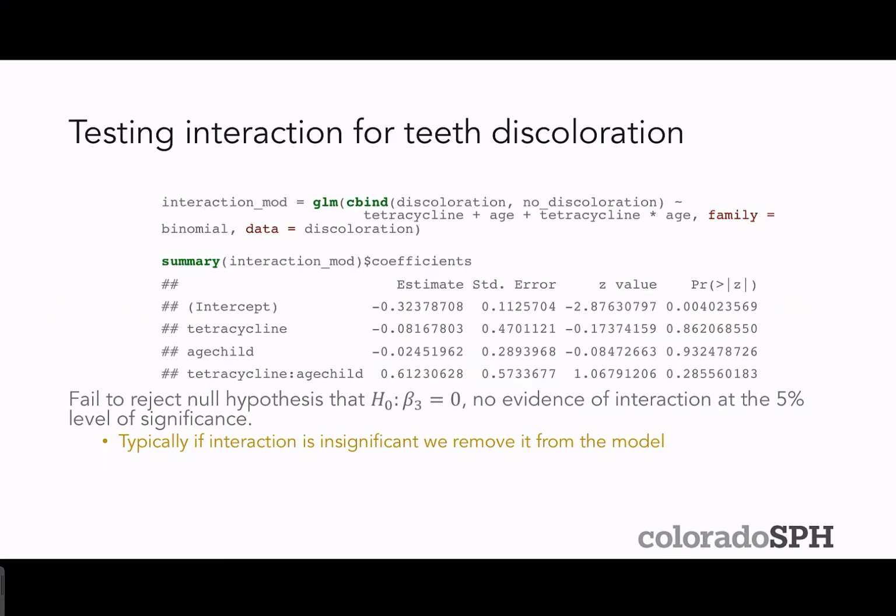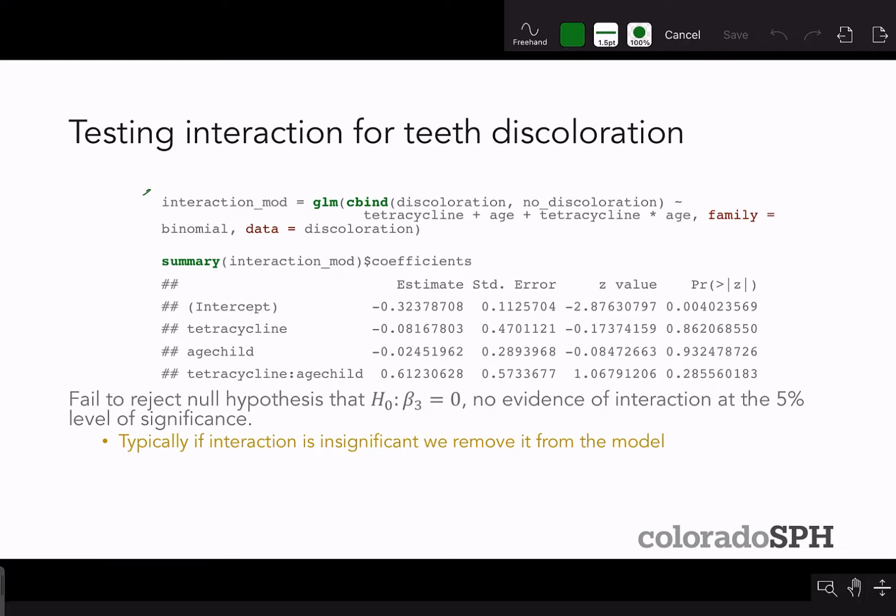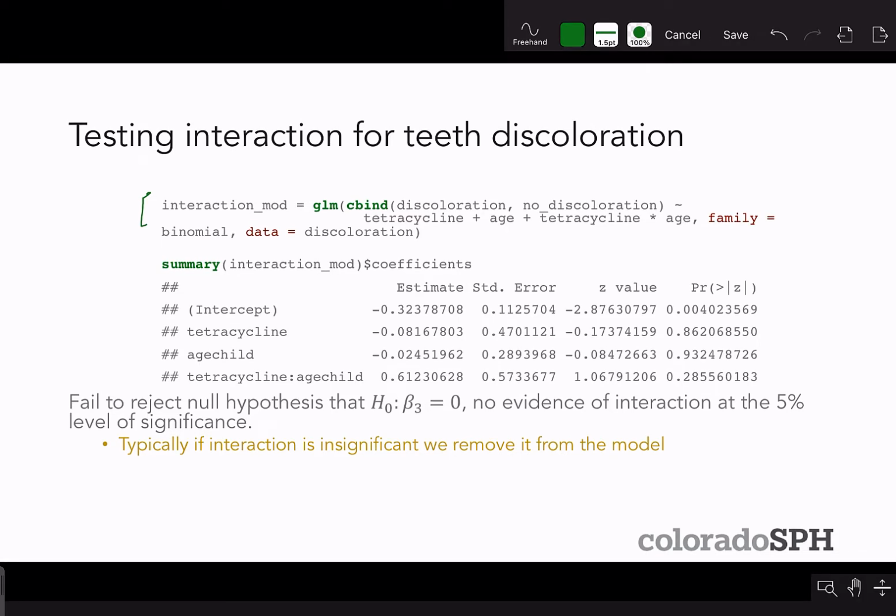So what are our results of running that model? Well, we can run the model in R by putting in each of those covariates of interest and then multiplying them together to get the interaction term. And the summary of those coefficients is presented below. Your betas are here. This is going to be beta 0, beta 1, beta 2, and beta 3. And then the p-values are here.